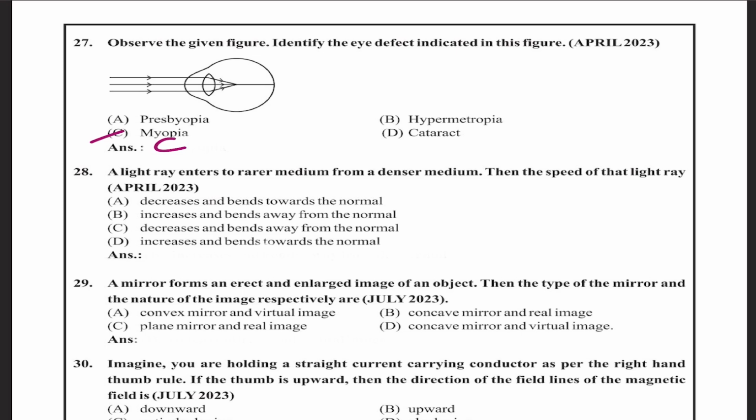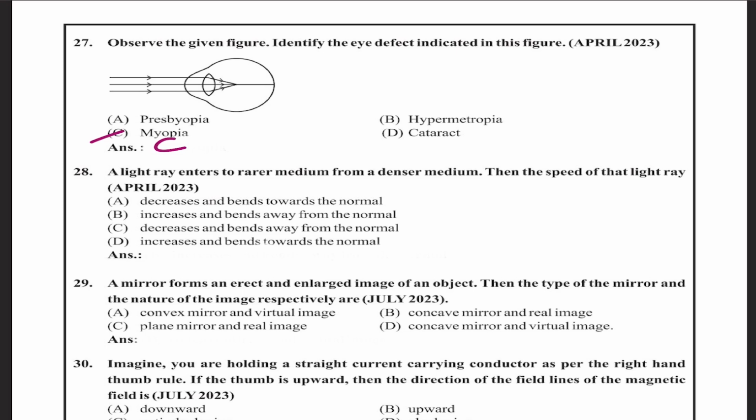Coming to the next question. A light ray enters a rarer medium from a denser medium, then the speed of the light ray is. Be very careful while reading these types of questions because the question is not in direct format. See, I repeat the question. A light ray enters a rarer medium. So it is entering a rarer medium from a denser medium.